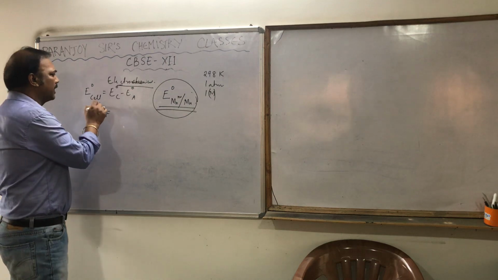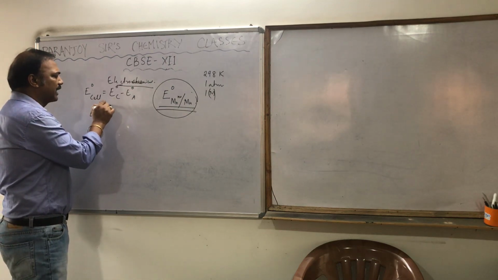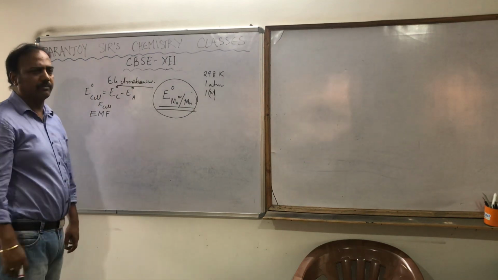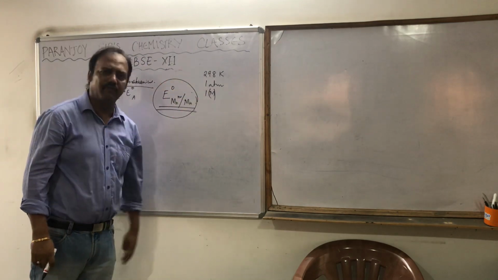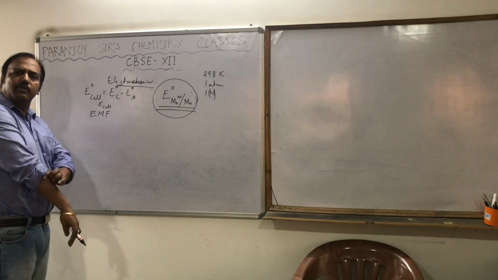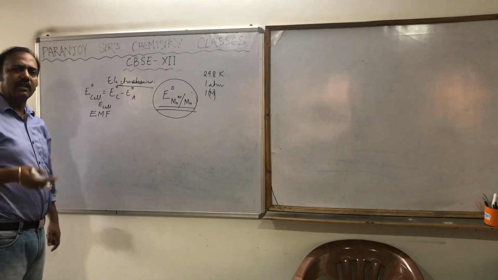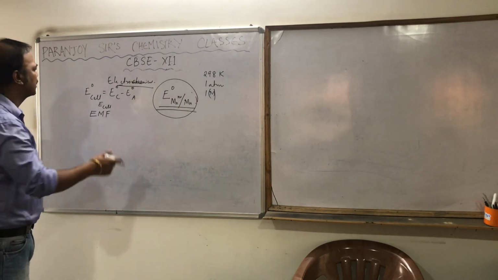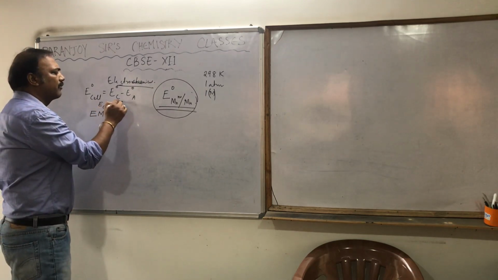But whenever I tell you to find out the EMF of the cell at non-standard condition, meaning when these conditions are not fulfilled, obviously the electrochemical series is not going to help you. That is only giving the value at the standard condition. So at non-standard condition, how to find out the value of the E cell?